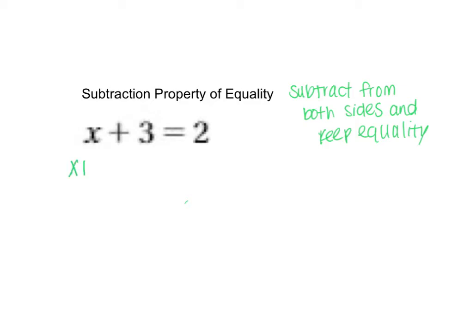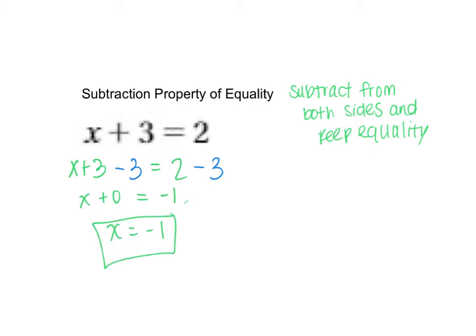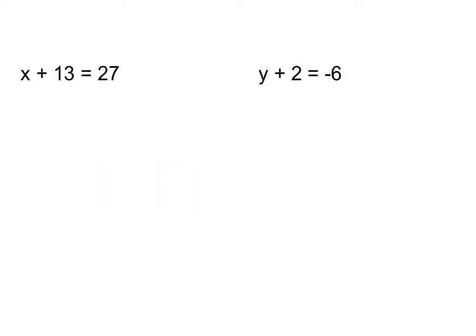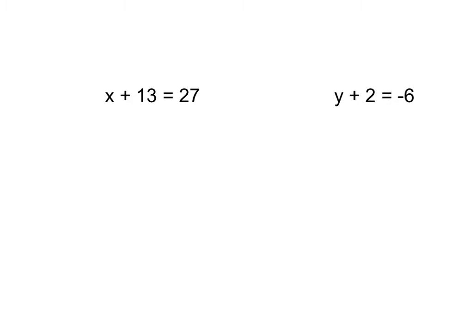So if we have x plus 3 equals 2, we're going to subtract 3 from the left side and subtract 3 from the 2 as well. Once we do this, we get x plus 3 minus 3 gives us plus 0 equals 2 minus 3, which is negative 1. So x equals negative 1. All right. So we've got some problems here that we're going to go over.